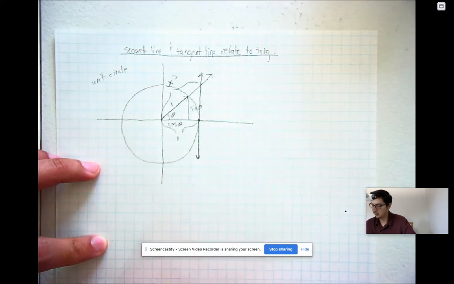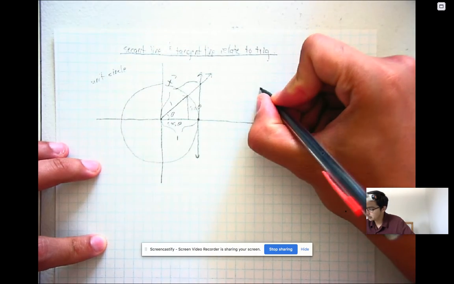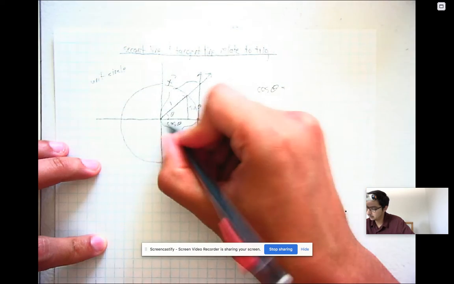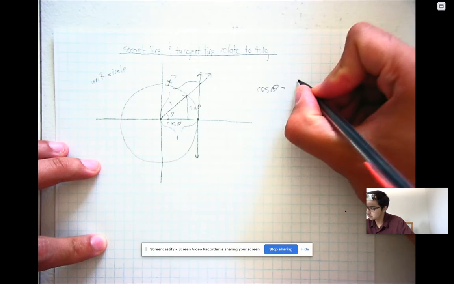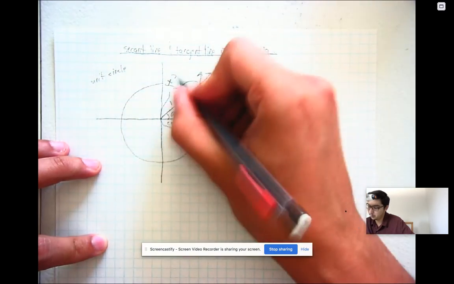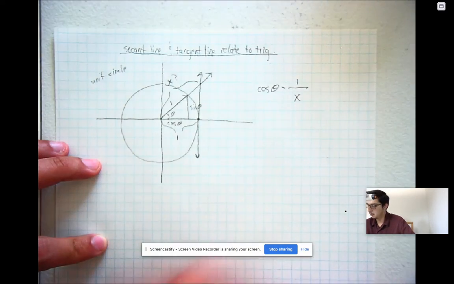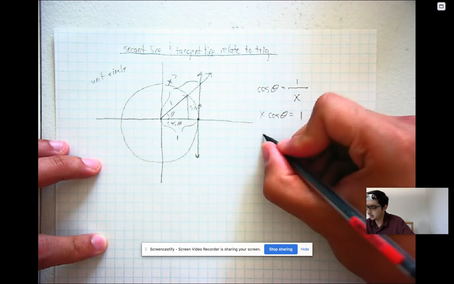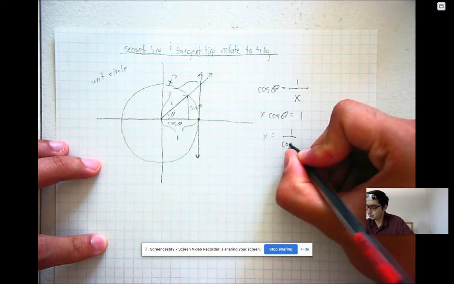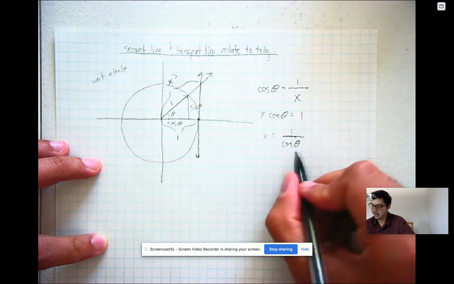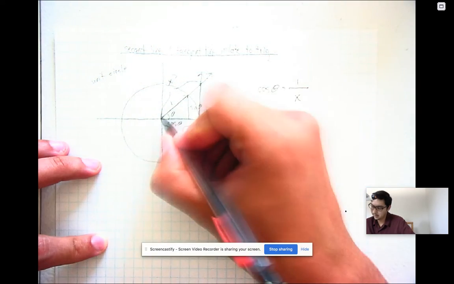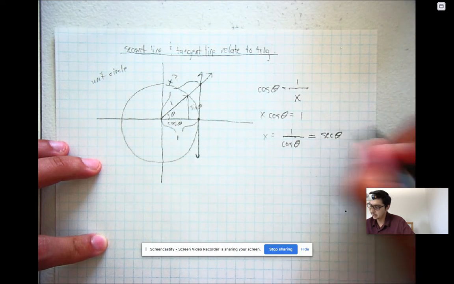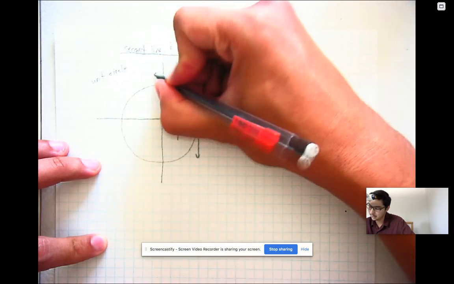Well, if we look at this large triangle that we created, we could write it in terms of cosine. So we can say cosine of this angle is going to equal adjacent, which we know is 1, over the hypotenuse, which we don't know what it is, so we'll call it x. Multiply x over, we get x cosine theta equals 1. Divide by cosine theta, we get that this distance from here to here is represented by 1 over cosine theta, which is equal to secant theta. So this right here is actually secant theta.